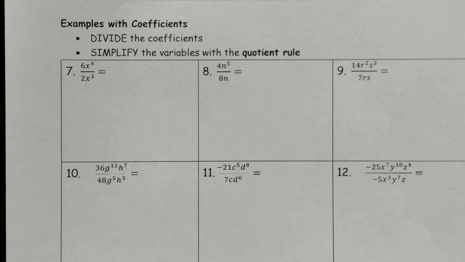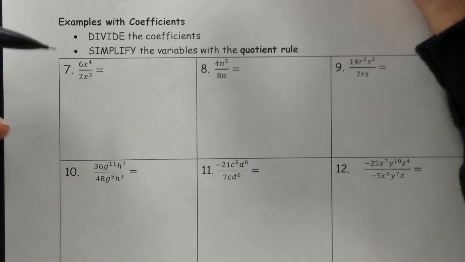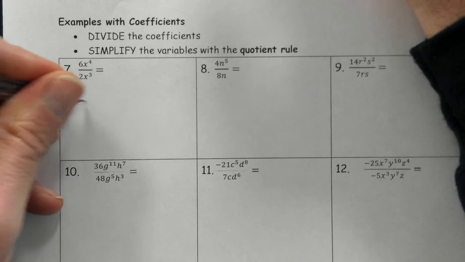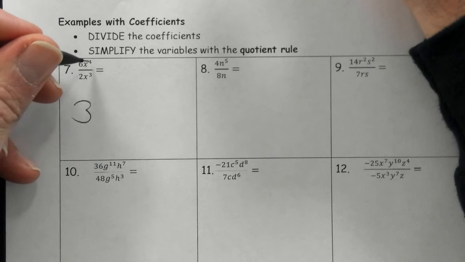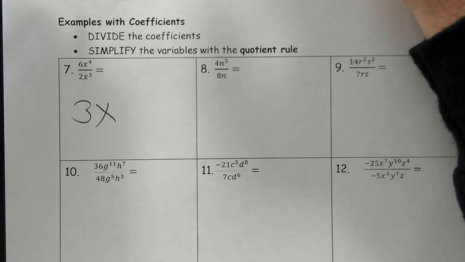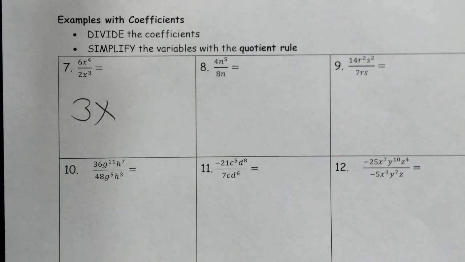Now we're just going to be dividing with the numbers. Same type of rule applies. You're going to divide out these numbers first and then deal with the letters second. So here I'm going to deal with the 6 divided by 2 first, which is going to give me 3. And then I've got x to the 4th over x to the 3rd, which will be x to the 1st power. I just write x, and then I have my answer of 3x.